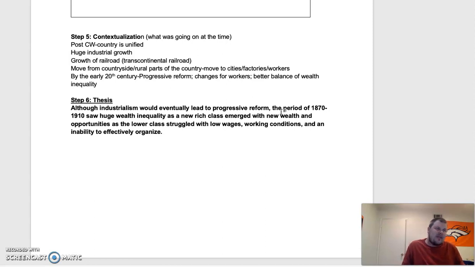Okay, so again, I might change this a little bit, but at the same time, if I look at this thesis, it's answering the question, it's specific, it's presenting a counter argument, it shows relatively good understanding of the time period, and I think this is going to help me put something together.